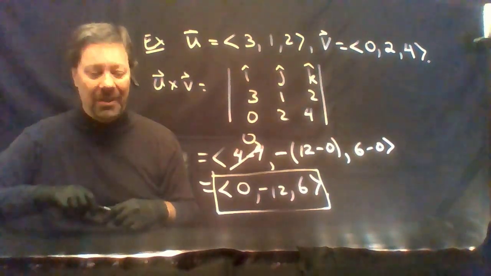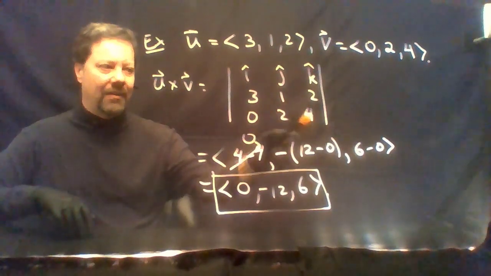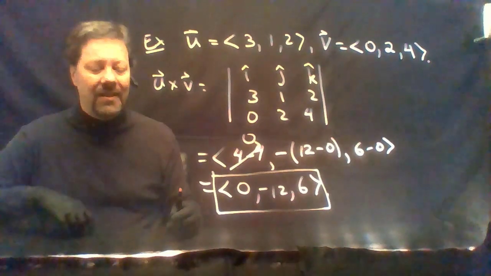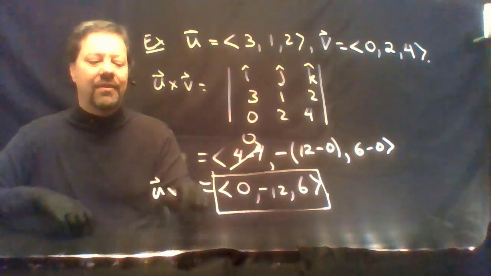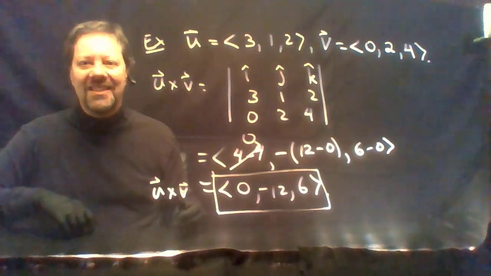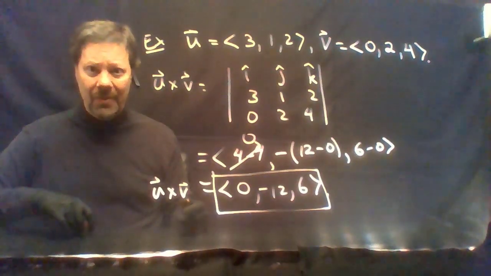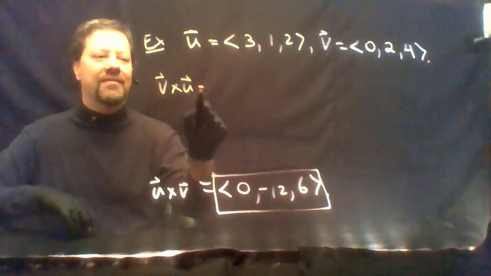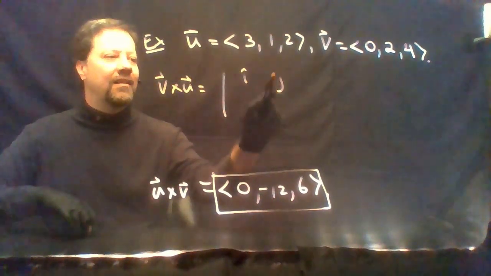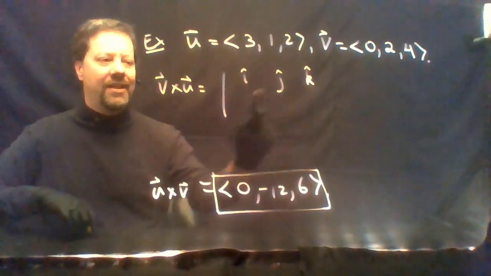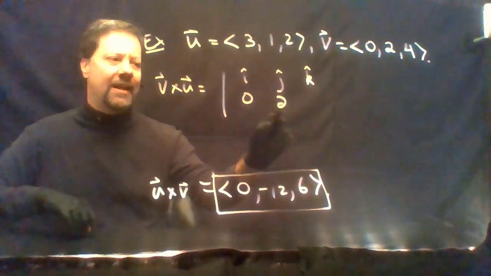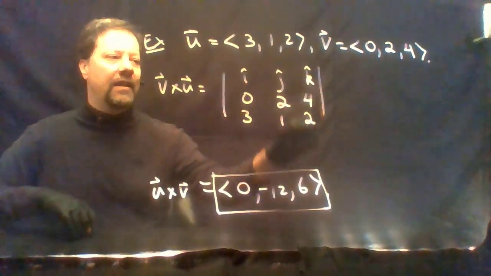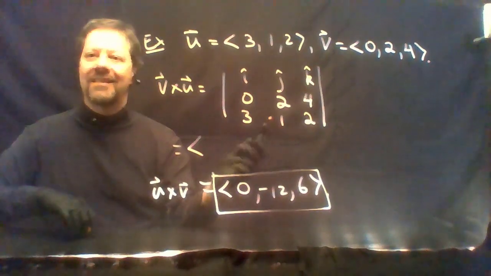I hope that's easier. It does require that you followed the waving around of the pen here. Also, now that we've calculated U cross V, let's find V cross U. V cross U, as the first row, of course, I, J, K. The middle row is now 0, 2, 4, and then 3, 1, 2 for the last row. Let's see what you get.